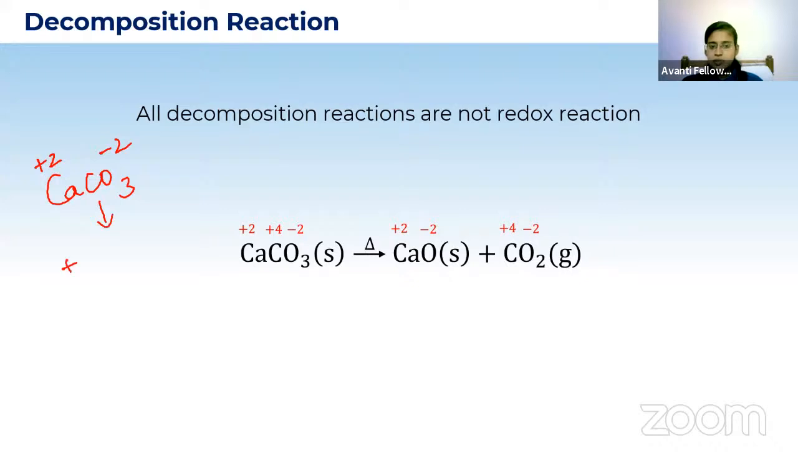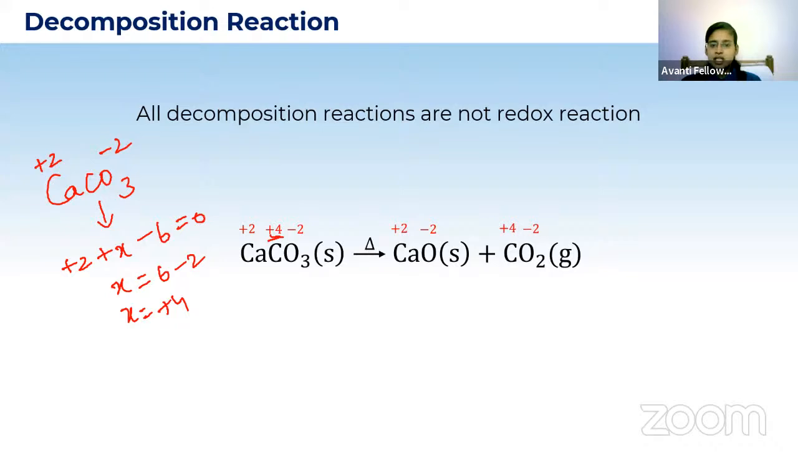So plus 2 plus x minus 6 is equal to 0. So x is equal to 6 minus 2, which is equal to plus 4. So this is how we are getting the oxidation state of carbon as plus 4. Okay. And here also the same way, plus 2 minus 2. And carbon dioxide, you know how to calculate, right?